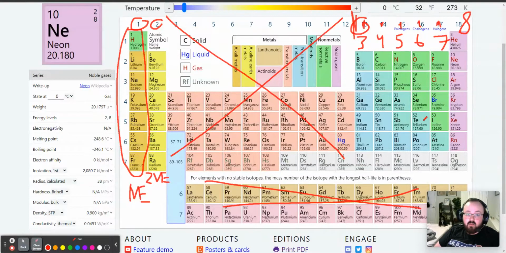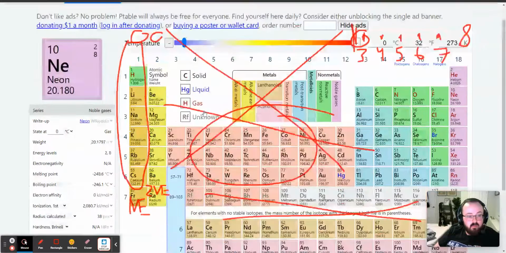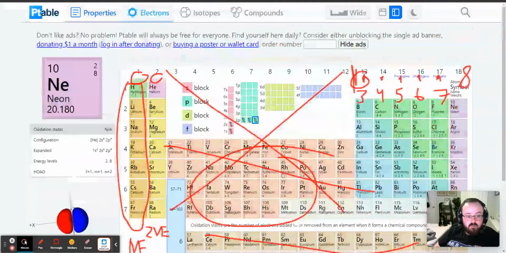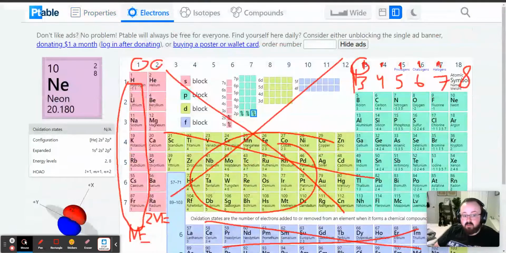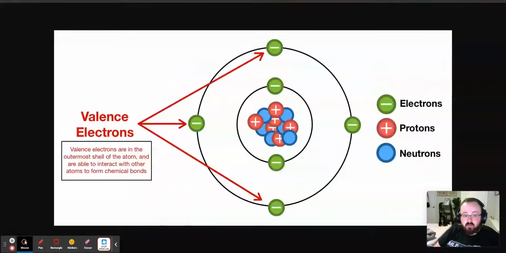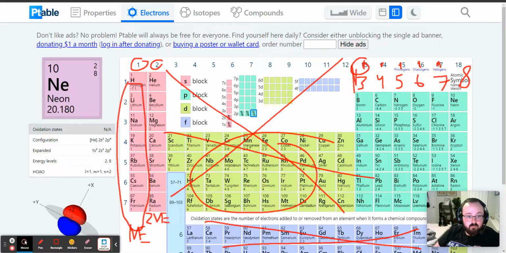Very easy. I will still ask you why we don't count these d electrons. Why don't we count the d block? Why don't we count these electrons here? Well, because they're in a lower energy level. You could say they're in a lower ring. They don't count. They don't bond. That's the easy way to get valence electrons.